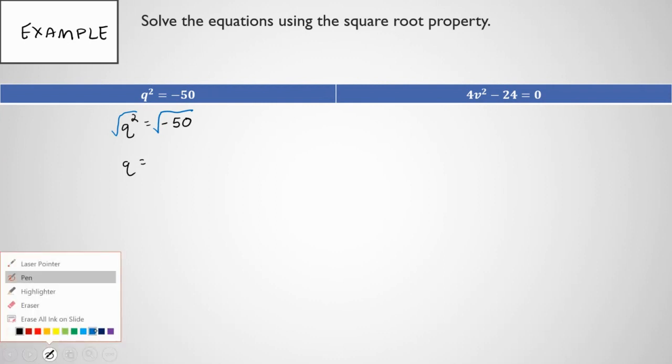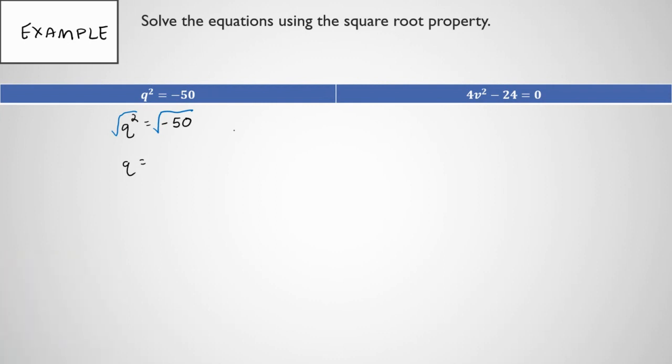So I'm going to just kind of indicate this. Square root of a negative equals an error, and that's because it's not a real number. If you take the square root of a negative, you actually end up with something called imaginary numbers, which you will learn about in college algebra. So it is not considered a real number.